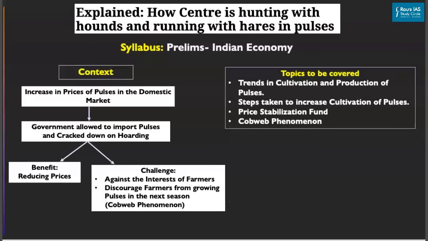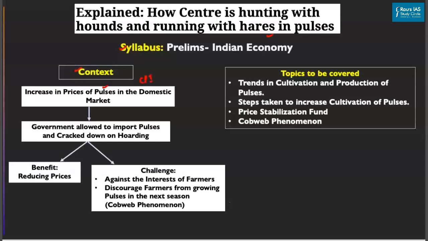Now coming to the next article about the government policies towards pulses in Indian agriculture. This article shall be important mainly with respect to the prelims. Let us understand the context of this article. In recent times, there has been a large scale increase in the prices of pulses in the domestic market, because of which even the consumer price index has also increased.